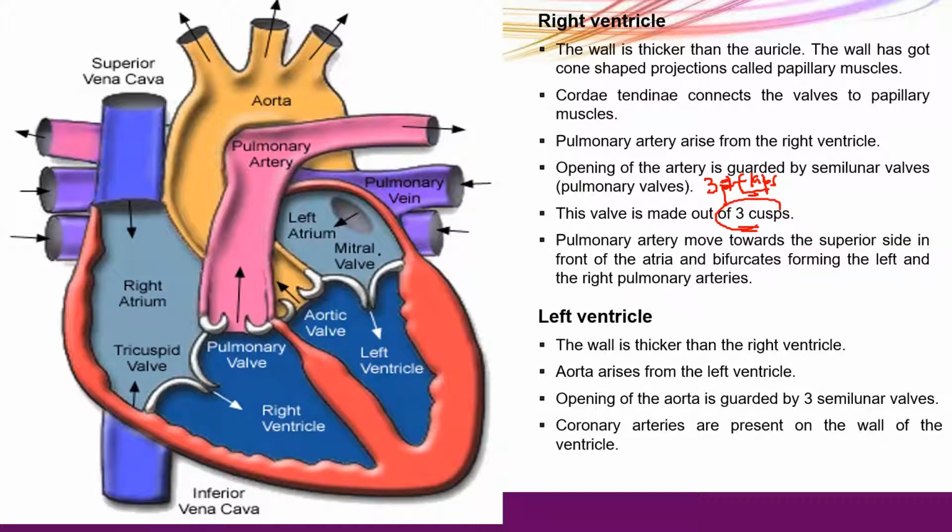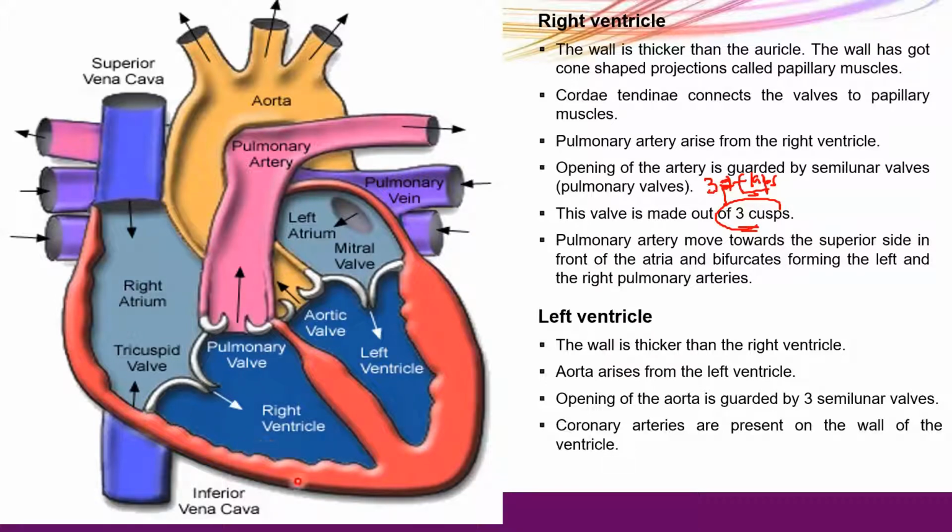Then the pulmonary artery moves towards the superior side in front of the atria. So let me show you here. This is the pulmonary artery. Then you can see it is bifurcating into the left side and then into the right side. It goes up in front of the atrium, right? You can see this is the right atrium. It goes in front of it and then bifurcates, forming the left pulmonary artery and the right pulmonary artery. The left pulmonary artery would go to the left lung. The right pulmonary artery would go to the right lung. Right. So this much about the right ventricle.